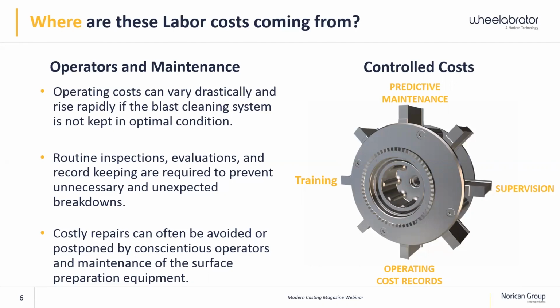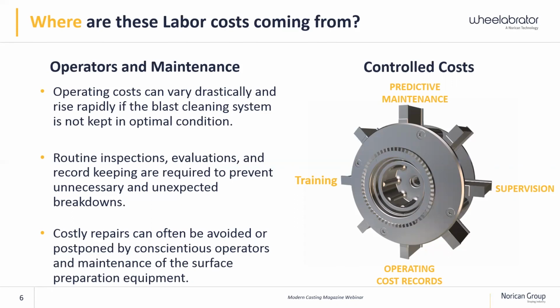Some of the things that you can do are routine inspections, evaluations, and record keeping. These things are all required to prevent unnecessary and unexpected breakdowns. It's not going to prevent them 100% by any means, but it's going to hopefully reduce them so that you can schedule your preventive maintenance in a timely manner. As we all know, costly repairs can be avoided or postponed if you have conscious operators and a maintenance staff that's watching over the equipment.